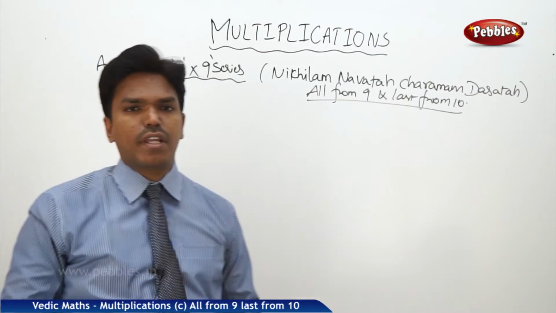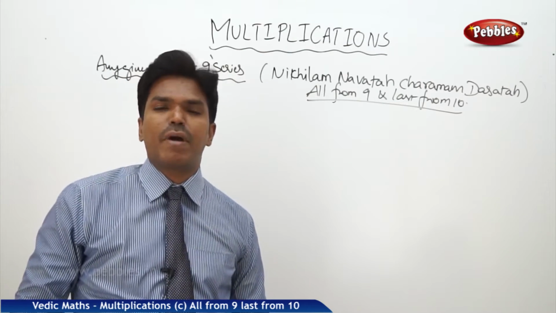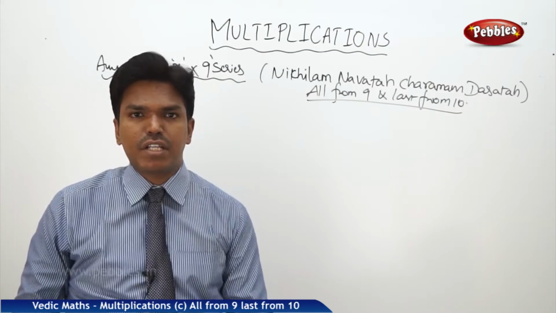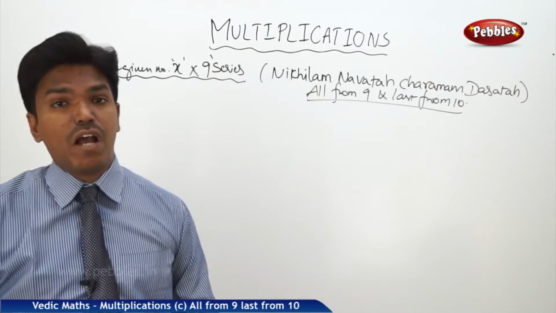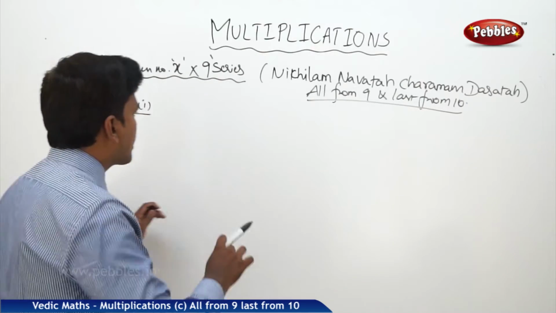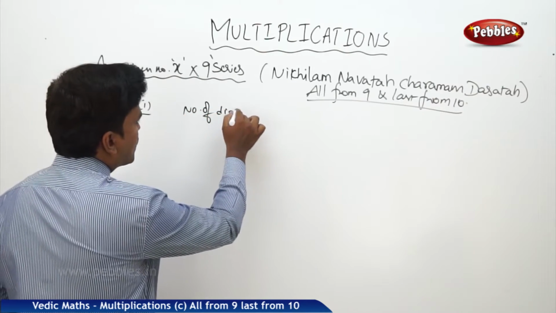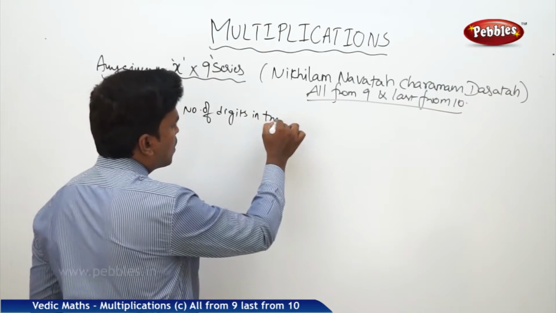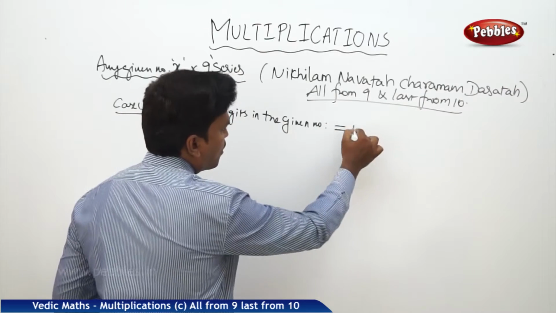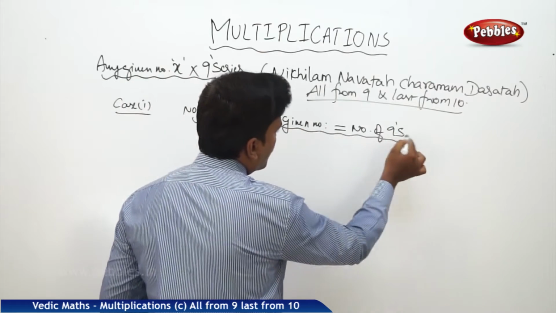So how can we use this technique, all from 9, last from 10, in case of multiplication by a series of nines? Let us see the first case. Here in this multiplication technique we have three cases. Let us discuss the first case. Case 1 is: number of digits in the given number equal to number of nines.